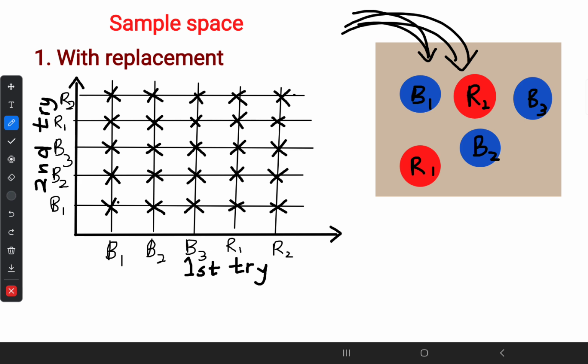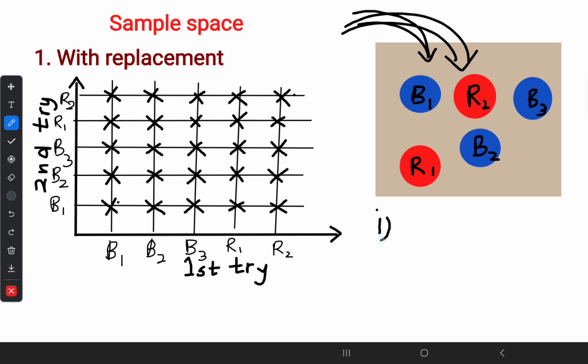Likewise, all these are called events from this drawing. The first draw might give you a ball. In the second draw also, we will get another ball. Likewise, 5 times 5, in total we will obtain 25 such events. Okay, after this, it's easy to understand. We will have some questions related to probability.